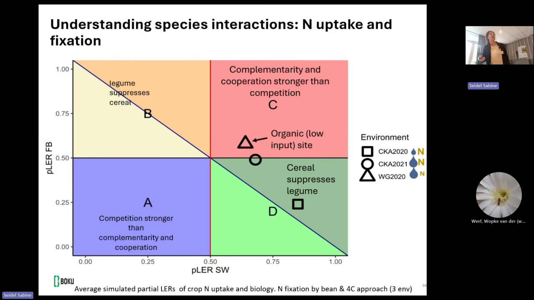Okay, now I'm coming to my last part. How can we use models to find where and under which conditions intercropping performs well?